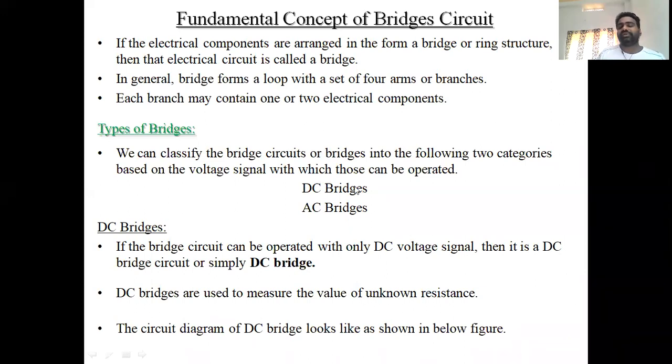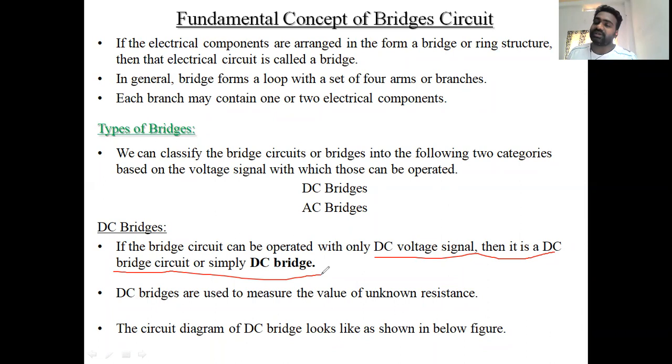If the bridge circuit is operated with a DC voltage, it is called a DC bridge. If the bridge circuit is operated with an AC voltage, it is called an AC bridge or AC bridge circuit. In the concept of DC bridges, we are measuring the unknown resistance.